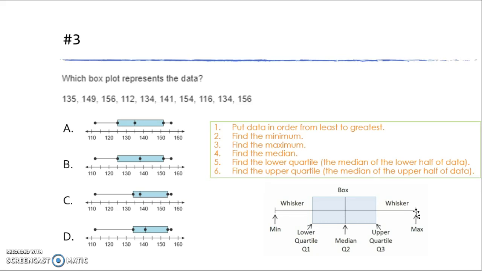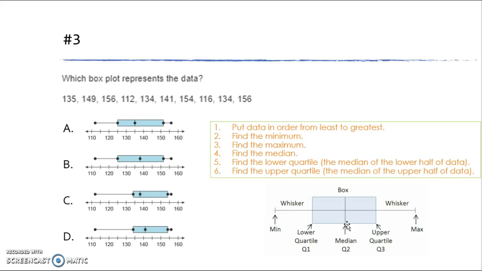Next, you're going to find the median. The median is going to be the middle of your data. If you have 2 numbers in the middle, you find their mean, and that will give you the overall median. The median is going to be this vertical line that you see inside the box in your box and whisker plot. After you find your median, that cuts your data in half.